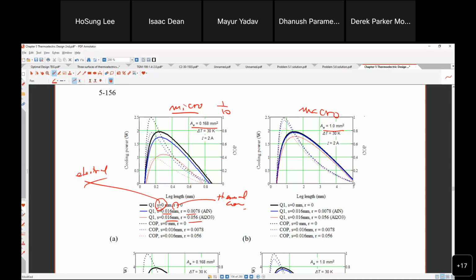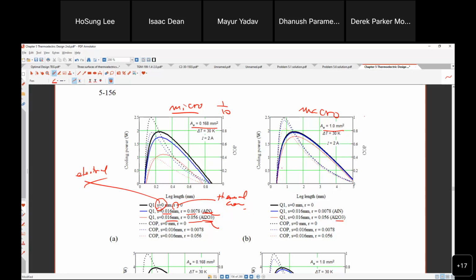no contact. And then the second one, the red one, is mostly aluminum oxide, a ceramic material. The blue one is aluminum nitride. It's expensive, but has better performance because of its thermal conductivity.